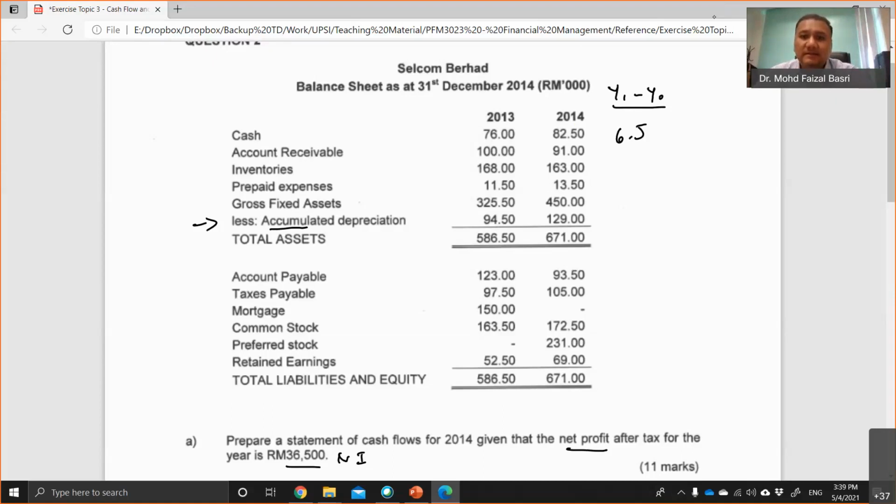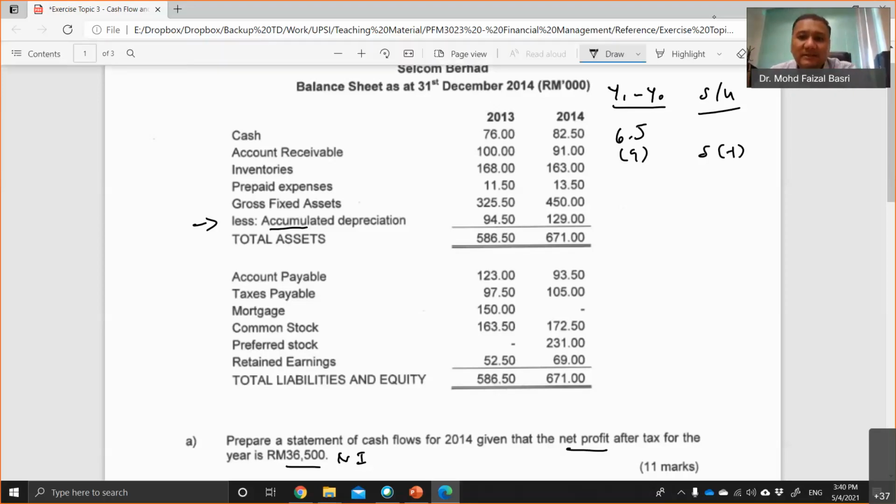Account receivable, 91 minus 100, we have a negative 9. Remember again, if I put it here, sources and users, a decrease in assets would be sources, so we add. 163 minus 168 is a negative 5. Again, source and we add. Prepaid expenses reduced by 2. Reduced by 2 means users, U, minus.